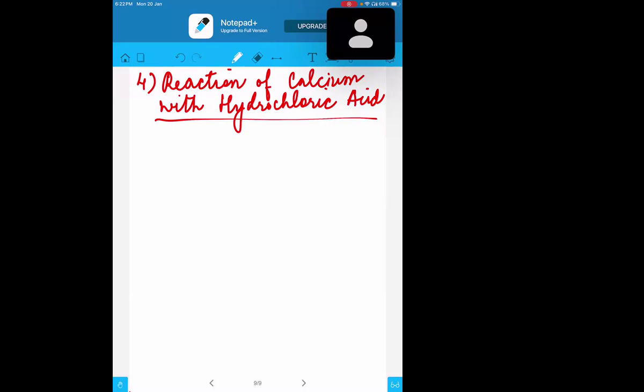Ma'am, can you write the equation? You should try, Rohini. You try once, then I'll be writing it. Can you tell the symbol of calcium? Ma'am, the symbol for calcium is capital C and small a, and for the hydrochloric acid is HCl. Now you write it. What will be the result?